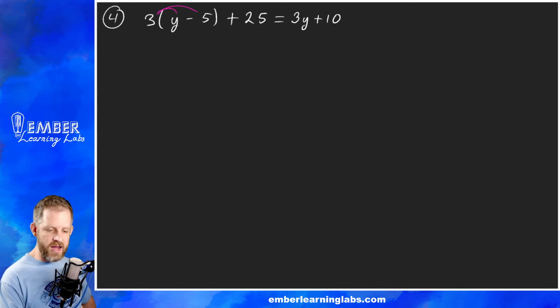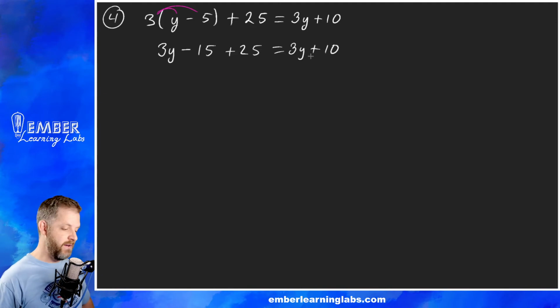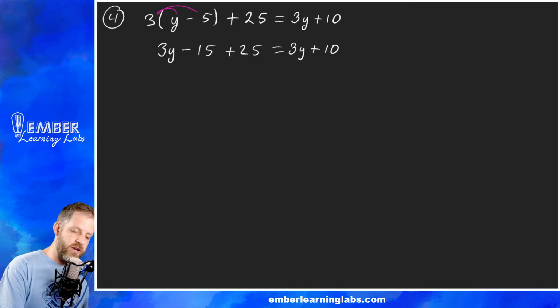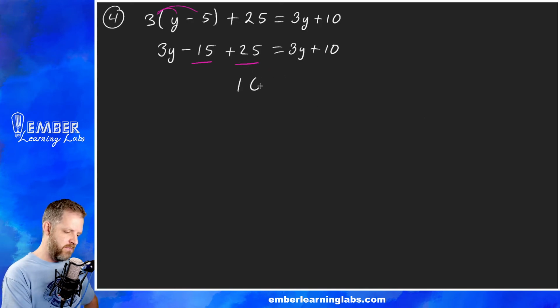3 times y is 3y. And then 3 times negative 5 is negative 15. Bring down what we haven't touched. Okay, so now let's combine like terms over here. Negative 15 plus 25 equals positive 10. Bring down what we haven't touched.